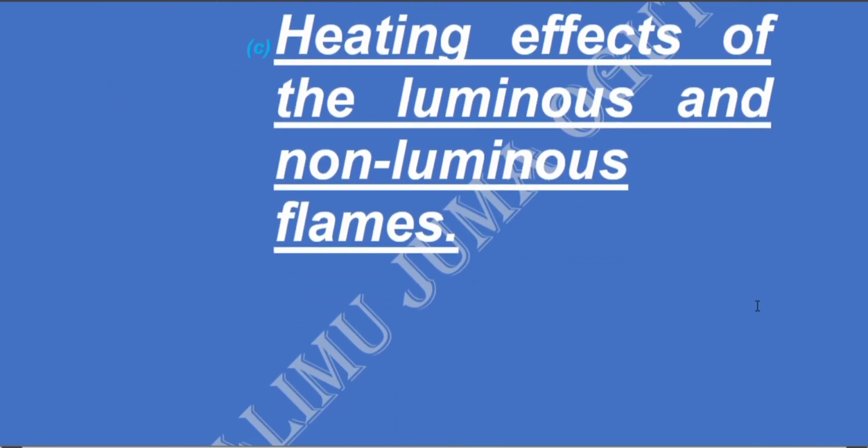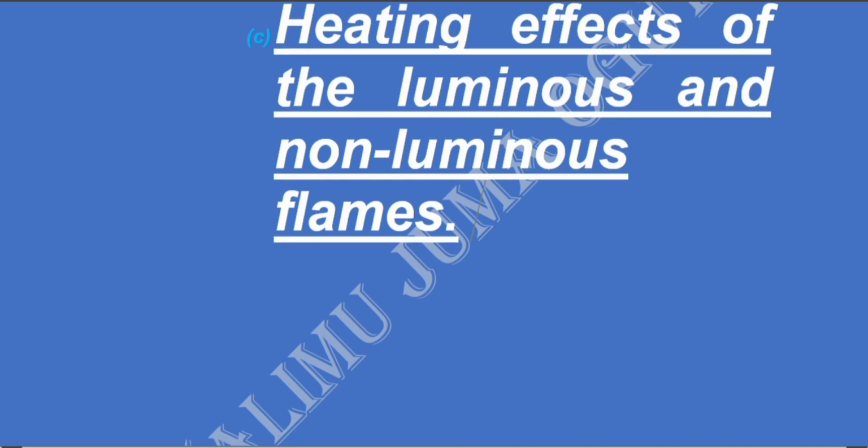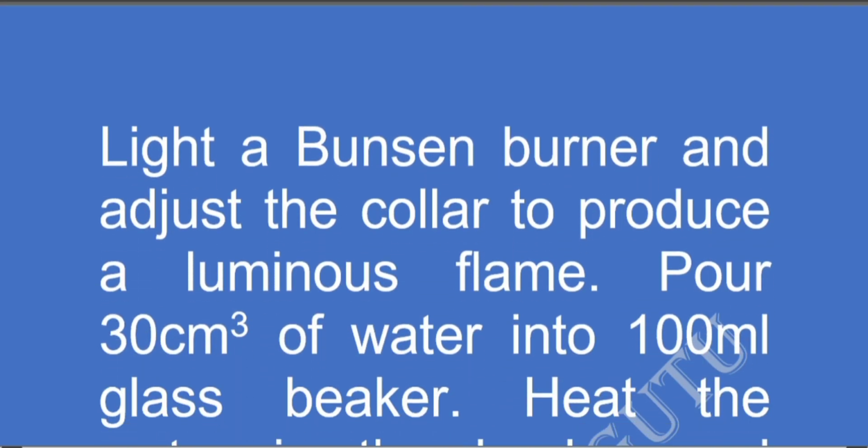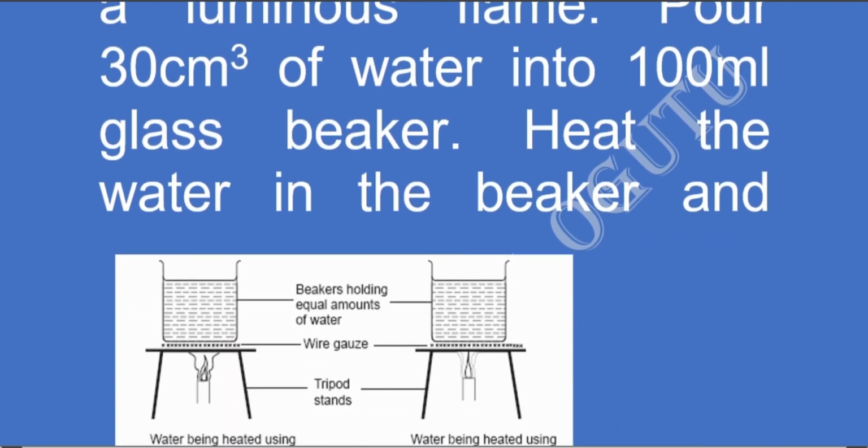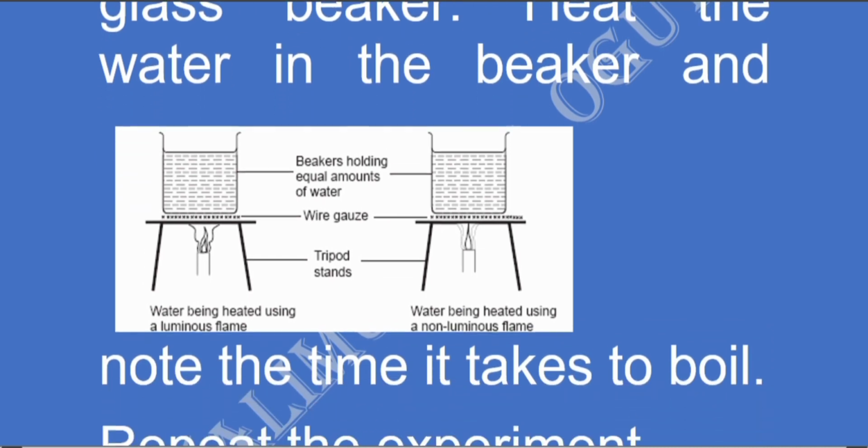Now let's look at the heating effect of the luminous and non-luminous flame. This is an experiment that we have to carry out. You light a Bunsen burner and adjust the air hole to produce a luminous flame. Then you pour 30 cubic centimeters of water into a 100 ml glass beaker and heat the water in the beaker. That's how the setup is.